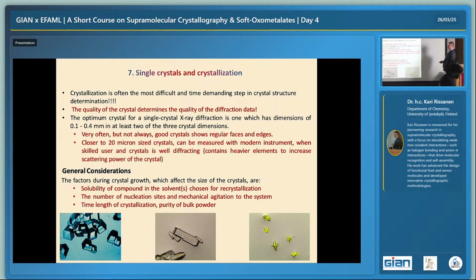Now, general considerations. Factors which are happening during crystal growth. So the point is that it doesn't appear from air. We have to grow the crystal. Typically, we have to tell our molecule to crystallize. And the process is called crystal growth. And that is what has a big impact.